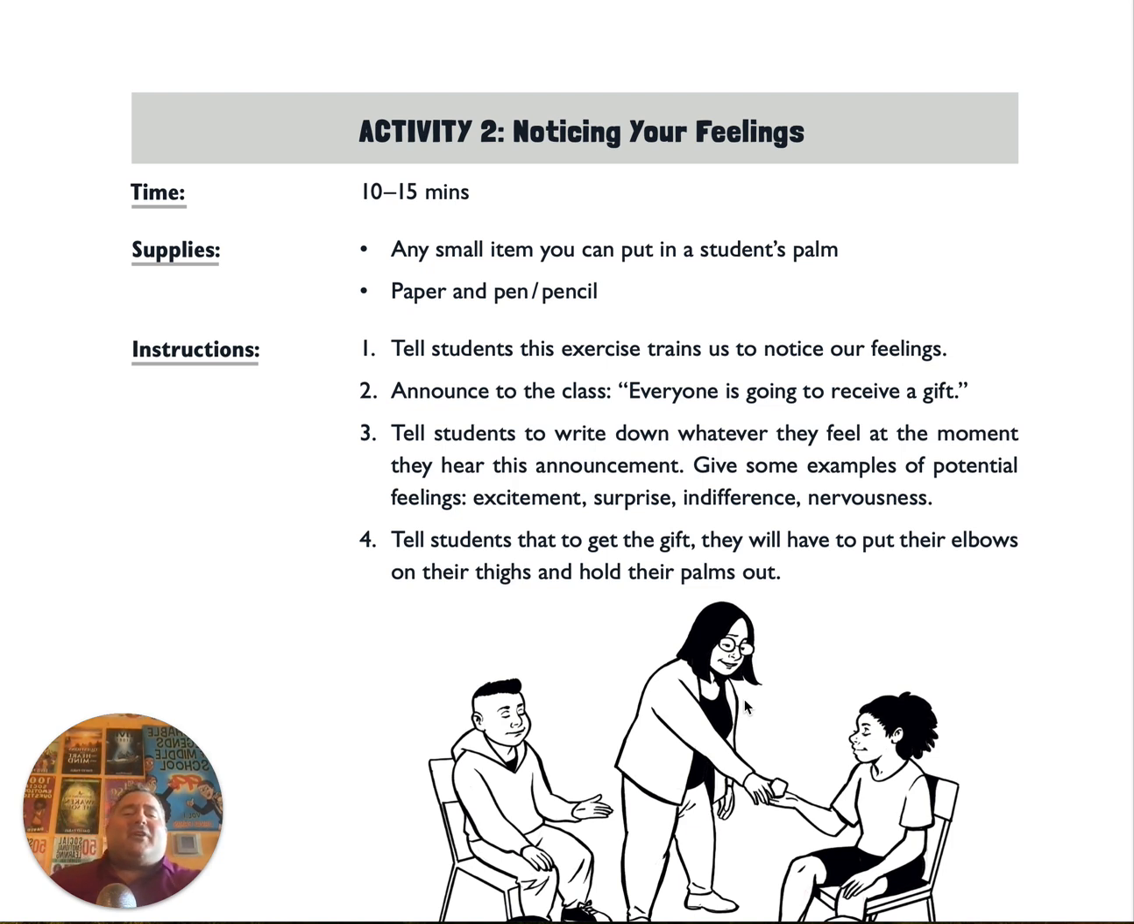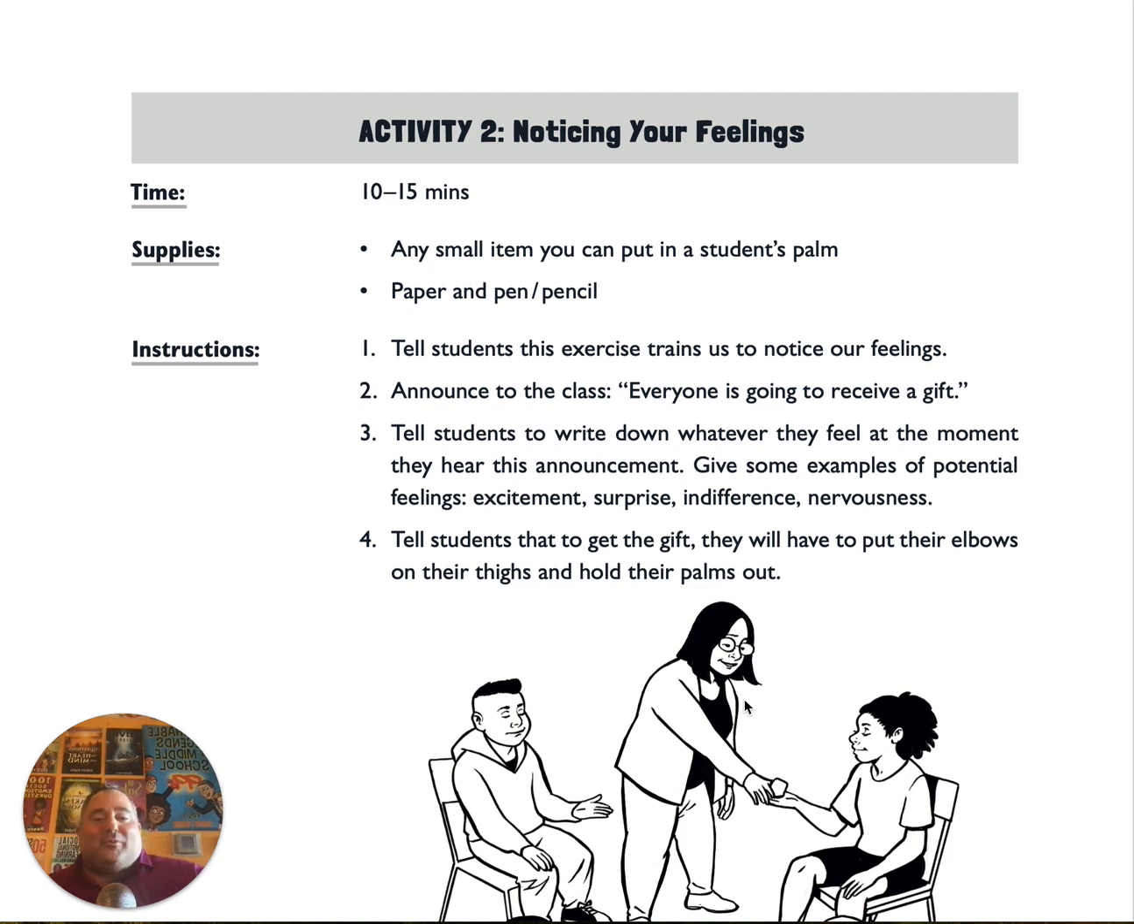All right, first exercise. Tell students this exercise trains us to notice our feelings. And they'll sort of look around and think, okay, feelings. All right. And now to the class, everyone is going to receive a gift. Already you see people's eyebrows lift up and say, what's going on? In that moment, tell students to write down whatever they feel at the moment they hear this announcement.